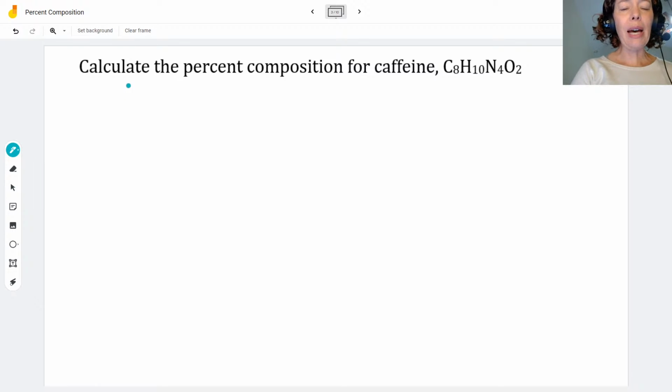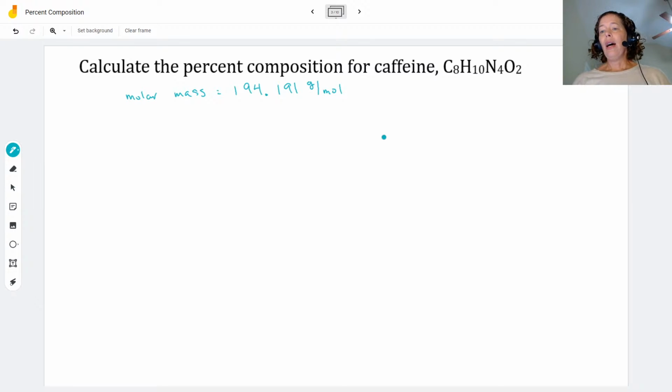So our molar mass for caffeine is 194.191. Let me get that decimal a little bit bigger. Of course, that is grams per mole. I generally work left to right. That's just how I do it, but you can choose whichever atom or element that you want to start with first.